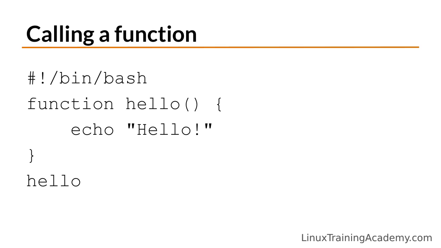To call or execute the function, simply list its name on a line in the script. After you define a function, it acts as any other command you can use in your shell script. When calling the function, do not use parentheses. You may have seen this syntax and style in other programming languages, but that doesn't work in shell scripts. Simply place the name of a function on a line and it will execute that function. When you run the script, the word hello is displayed on the screen.